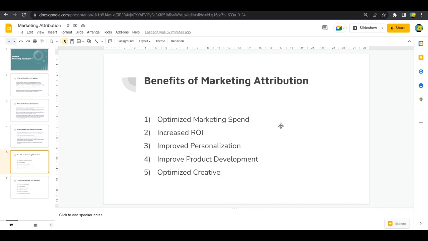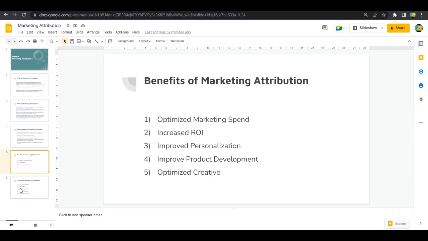Then finally we have optimized creative. So the models can evaluate the creative elements of a campaign, which allows marketers to hone the messaging and visual elements, in addition to better understanding how and when to communicate with users.